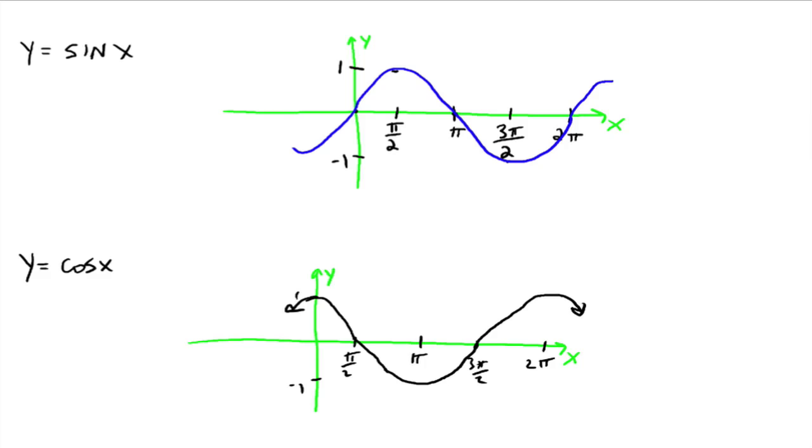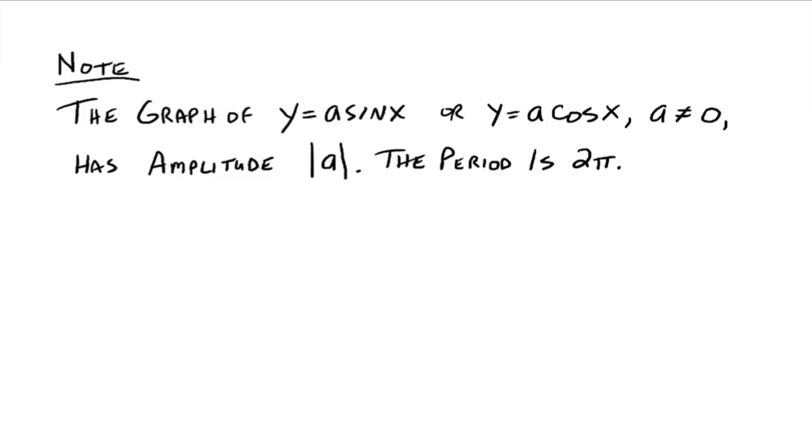All right, so now we're going to change things a little bit. Let's graph some number times sine or some number times cosine. When you do that, this is going to change what's called the amplitude of your graph. The amplitude is going to be the absolute value of whatever that a value is. The period is still 2 pi. We'll change the period in just a little bit.